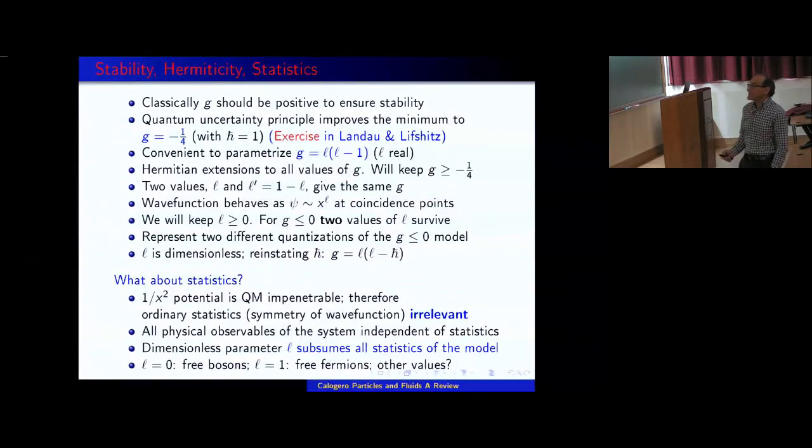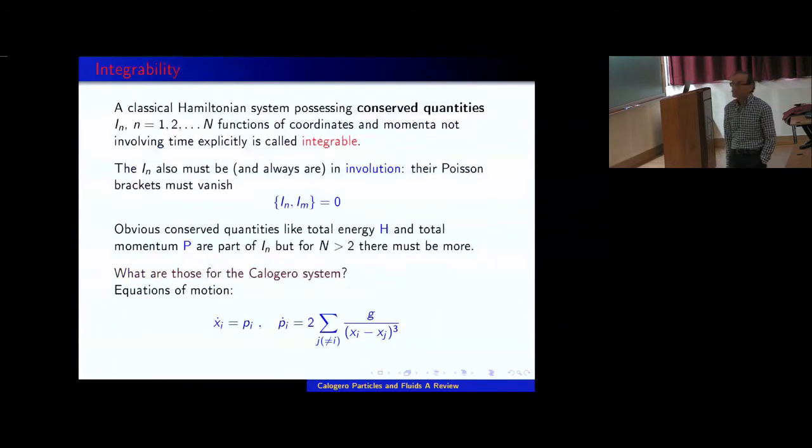So all physical observables of the system are independent of the true, in quotes, statistics of the particles, and any statistical properties that the system has are controlled and subsumed in the strength of this interaction L. In particular, L equals 0, as I mentioned, and L equals 1 correspond to free bosons and free fermions. The properties of the system are identical to free bosons and free fermions. Other values, it's natural to call them generalized statistics, fractional if it's between 0 and 1, or extended beyond fermions, but we will talk about that in some detail.